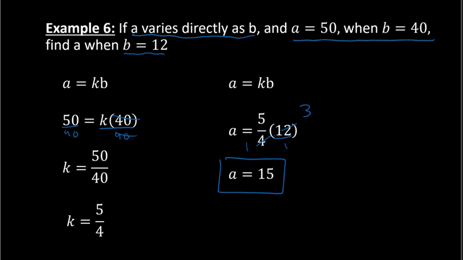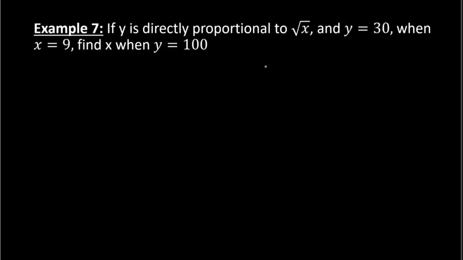I have 3 more examples I'm going to walk you through. And each of these examples has a little something different. So it's helpful to maybe continue to the end to pick up on some different unique scenarios you might come across. Here we are told that y is directly proportional to the square root of x. So the square root makes it a little bit different. And it says y is 30 when x is 9. Find x when y is 100.